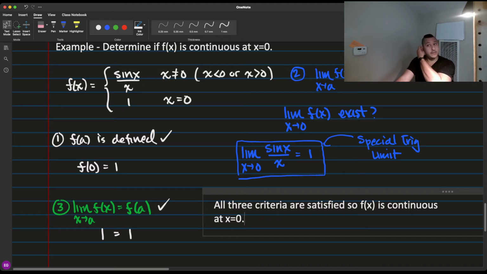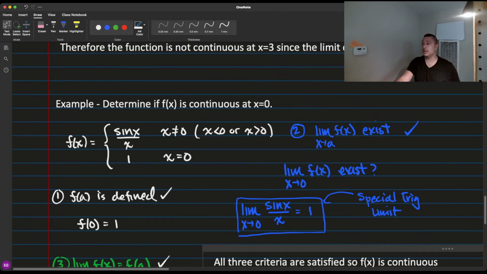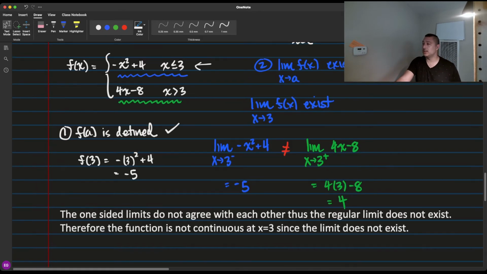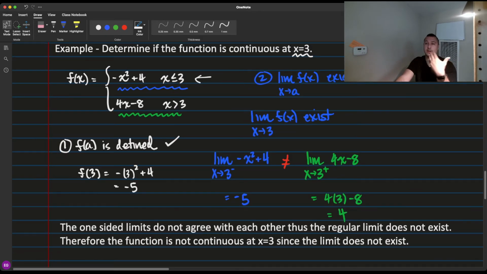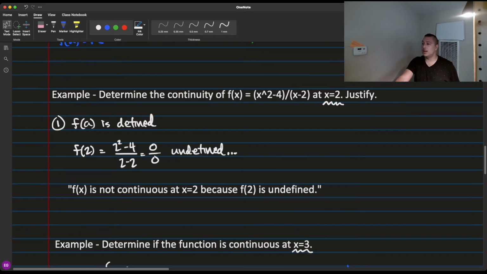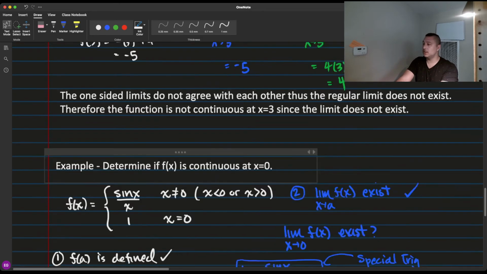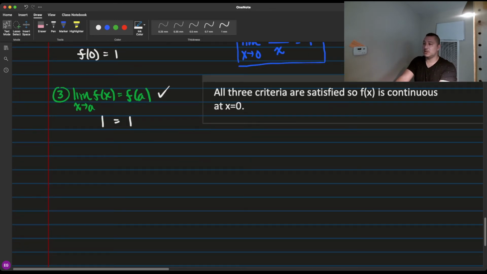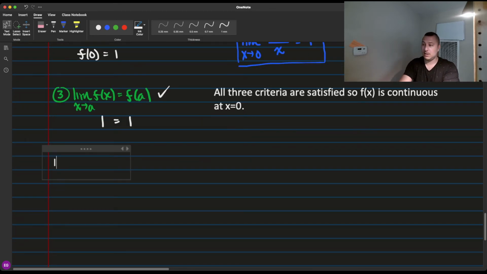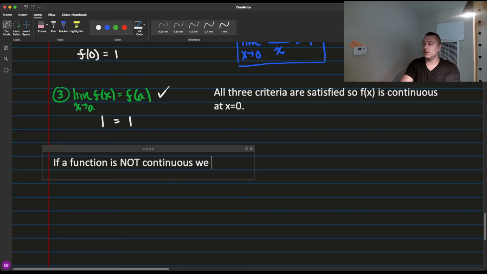So I've showed you an example where it is continuous. I've showed you an example where it's not continuous because criteria 2 fails. I showed you an example where it's not continuous because criteria 1 fails. Okay, so if a function is not continuous, we call it discontinuous.